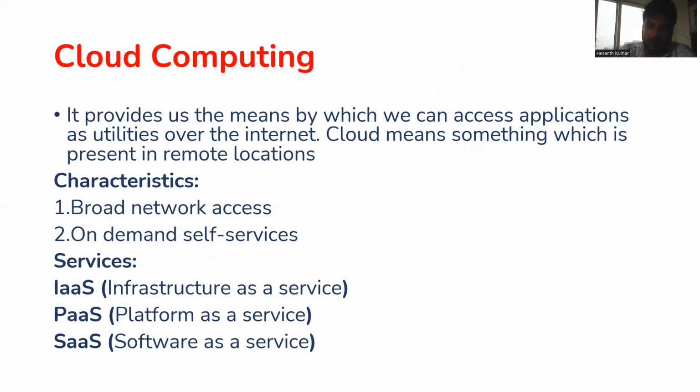And then the second one is cloud computing. You people may be aware of that one because cloud computing is the biggest thing nowadays. It provides us a means by which we can access applications as utilities over the internet. Cloud means something which is present in remote locations. With cloud computing, users can access any resources from anywhere, like databases, web servers, storage, any devices and any software over the internet. For example, in our mobile phone, we have so many kinds of software, but the most prominent software is Google. We are connecting everything with the Android Google.